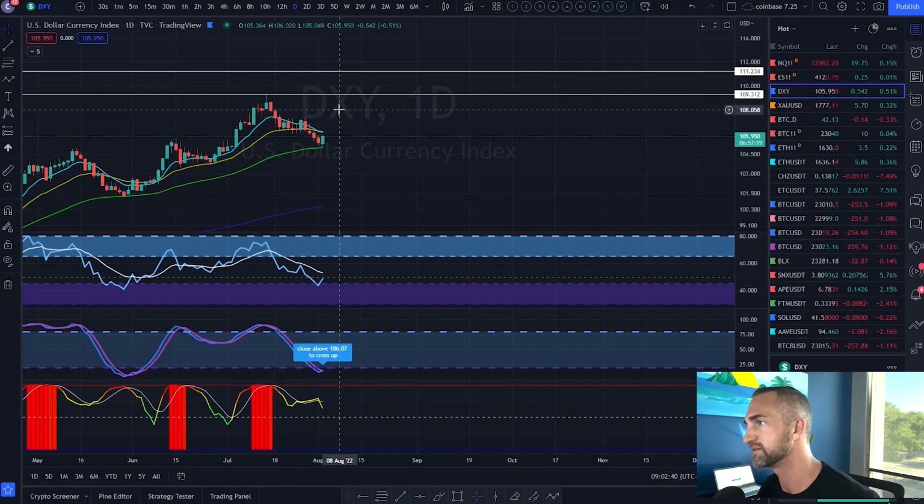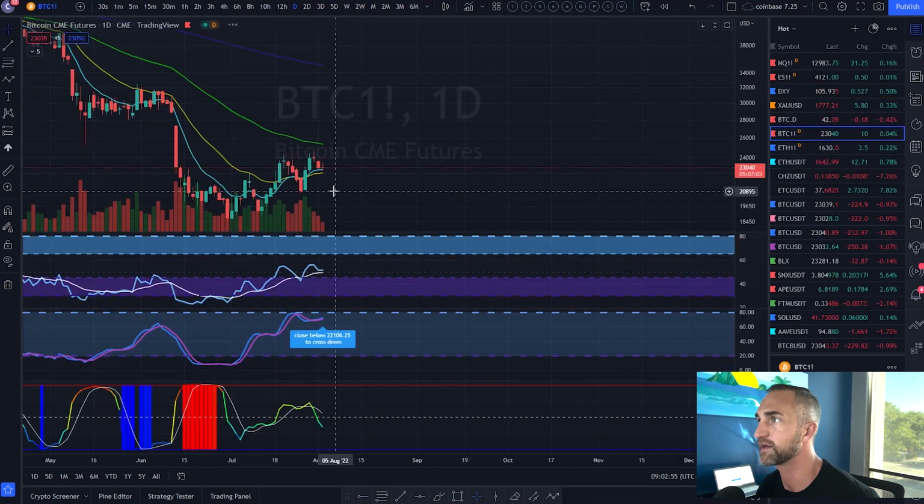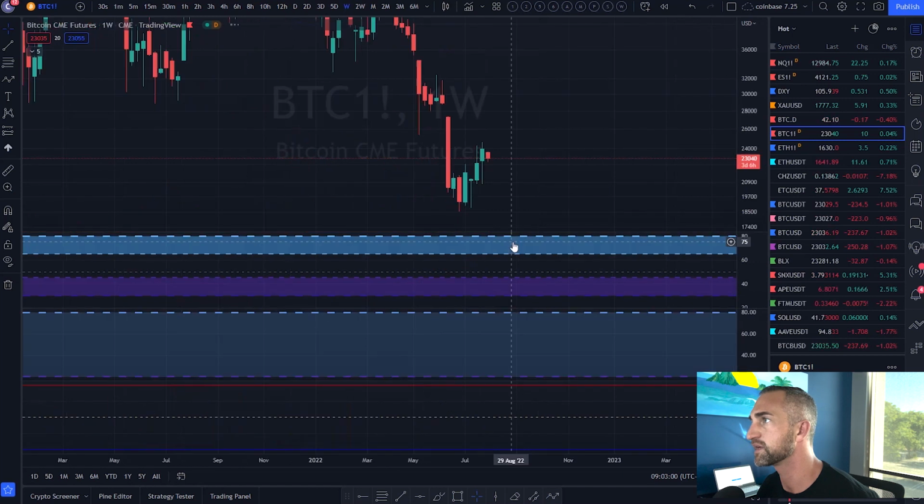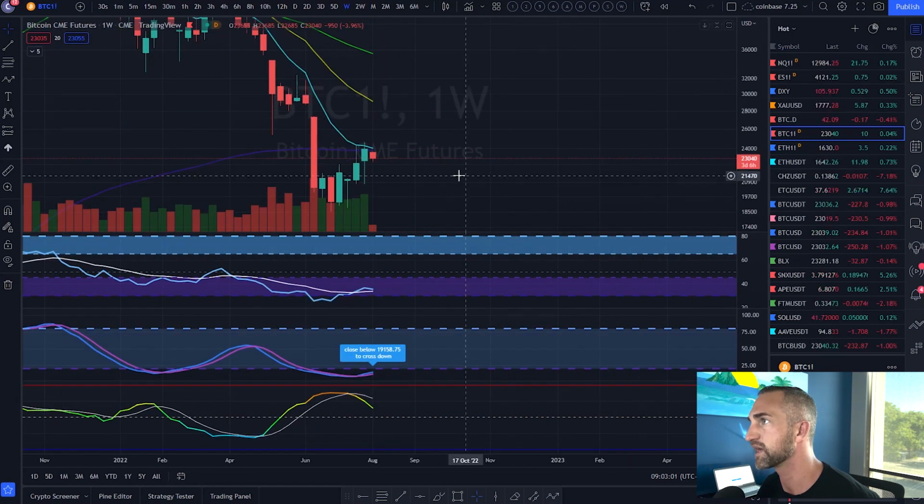That would not look good for Bitcoin and the rest of the market. All right. Getting back to Bitcoin, higher time frames on the weekly time frame. Let's check out CME. What did the week close last week? Yeah, so we got stifled at that purple 200.